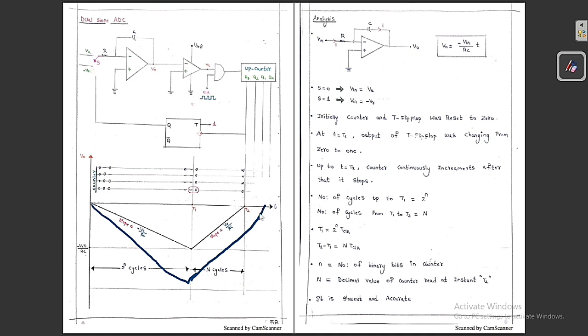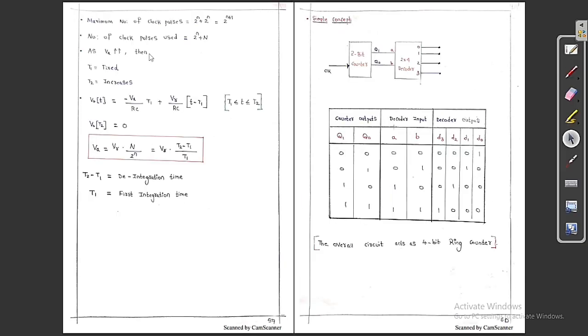So finally, we can say whenever the VA increases, T1 is fixed, the peak value increases. So this first line slope increases. But this line slope is always equal to this line slope, so both are parallel. Therefore, this total time will increase, so the number of n cycles is going to increase. As VA increases, T1 is fixed and T2 increases. I already told you.